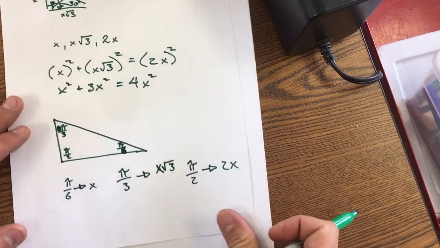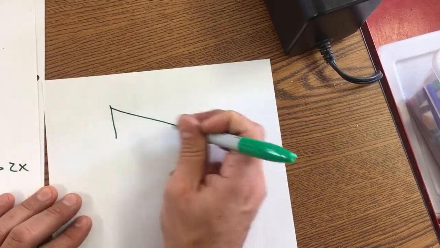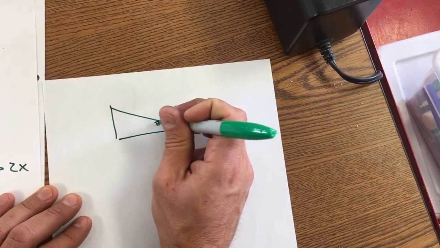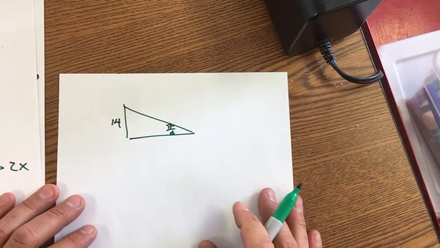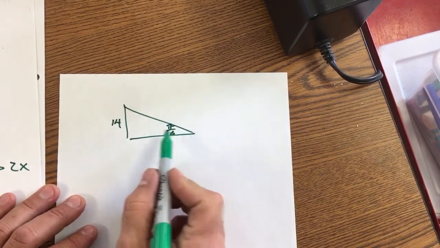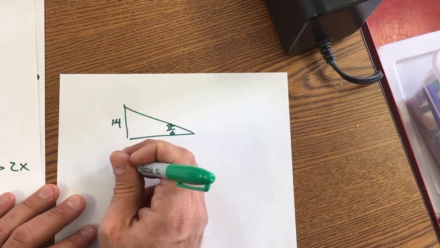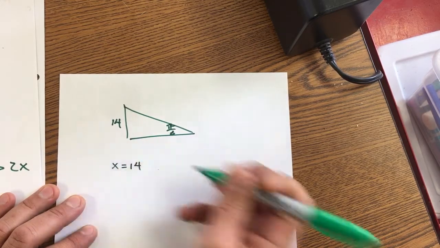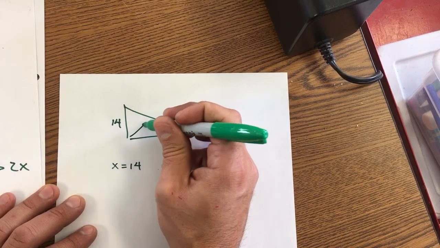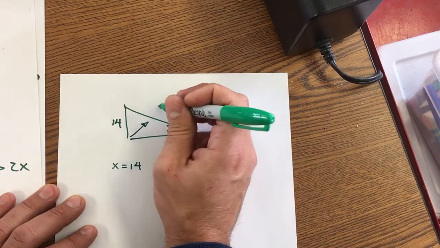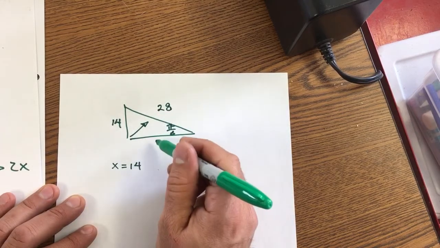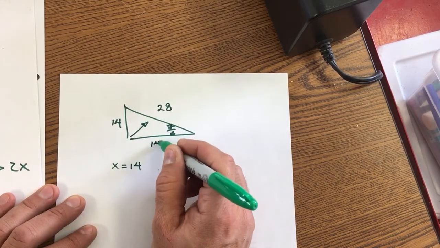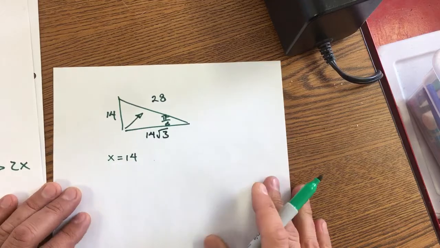So let me solve some really fast. It says, hey, this is a special right triangle. This is pi over 6. This side is 14. Find all the other sides. Well, the side that's opposite the pi over 6 is x. The side that's opposite the pi over 2 is 2 times that. So this is going to be 28. And the side that's opposite the pi over 3 is going to be x square root of 3.